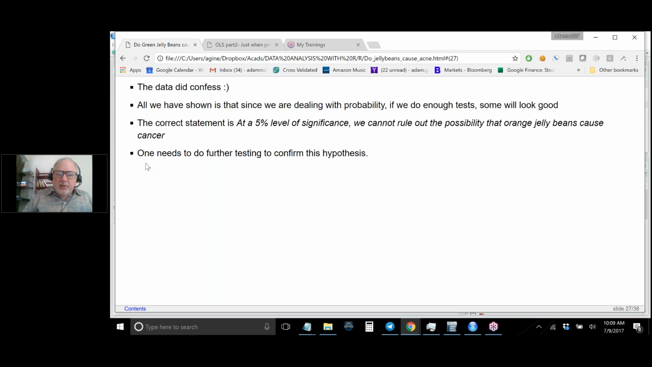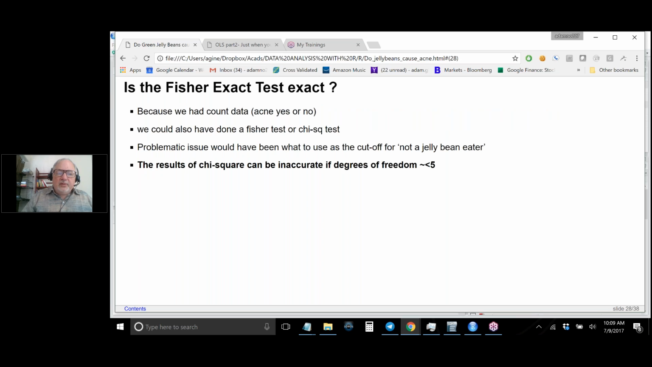But the moral of this story is that we have not shown that orange jelly beans cause acne. And of course, as the data is completely random, we knew that. Okay, I also wanted to bring this conversation home in the context of counts and the Fisher exact test.